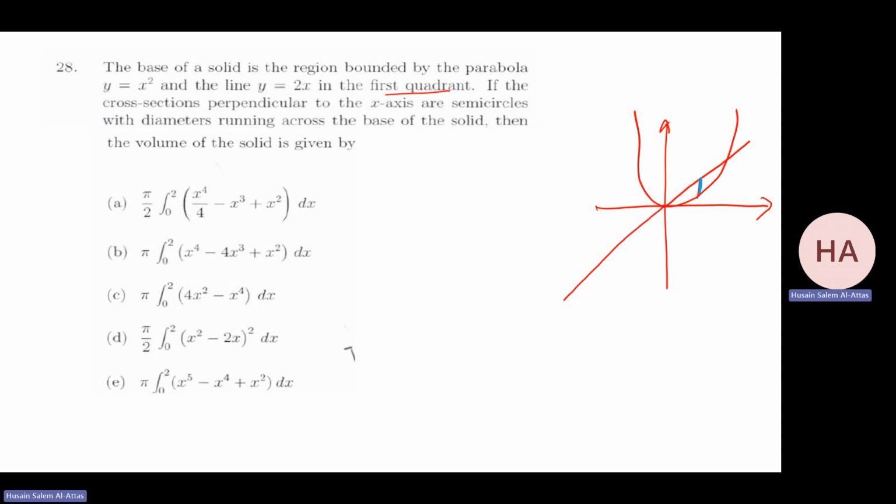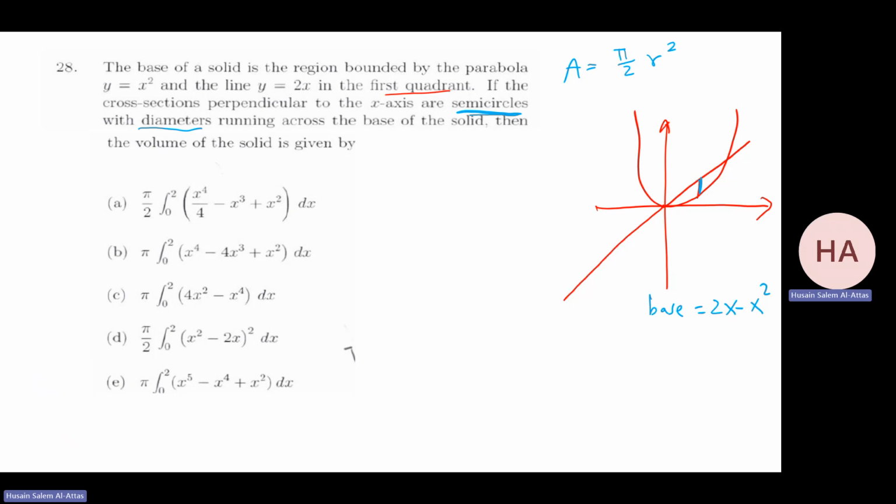If the cross sections are semicircles, what is the area for the semicircle? Pi over 2 r squared. Don't forget, with diameters running across the base of the solid. He makes it clear now. So what is the base of the solid? In this case, it will be the line, which is 2x minus x squared. That will be the base. The line is 2x.